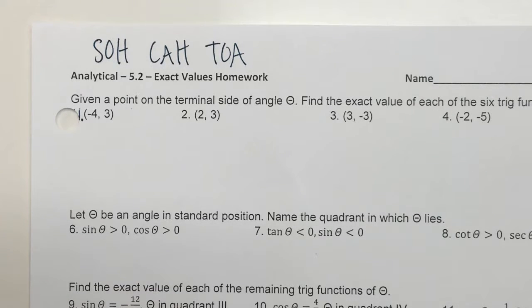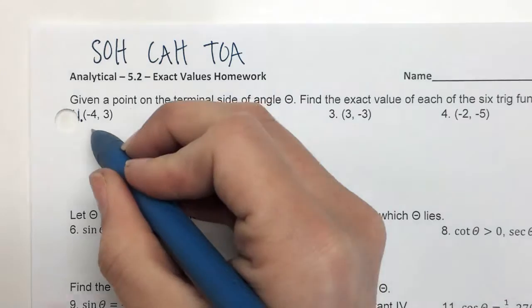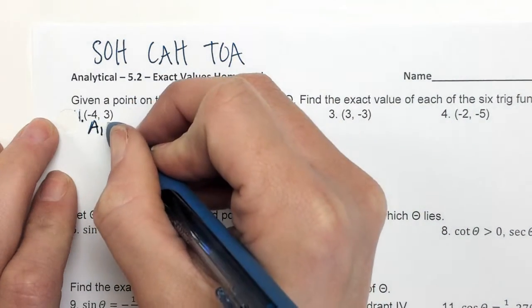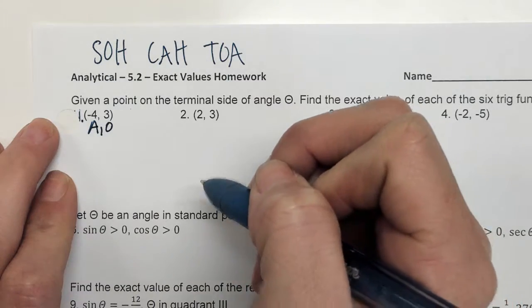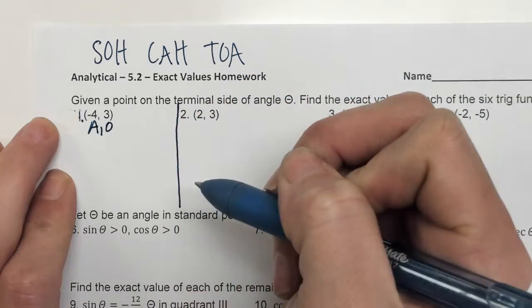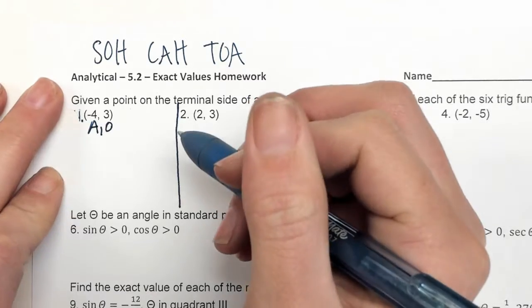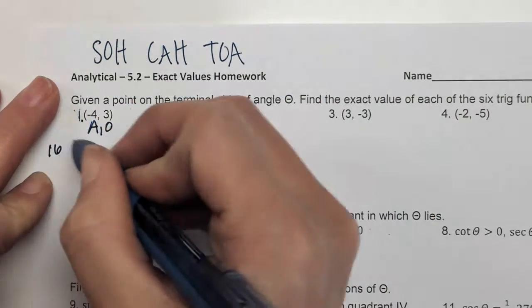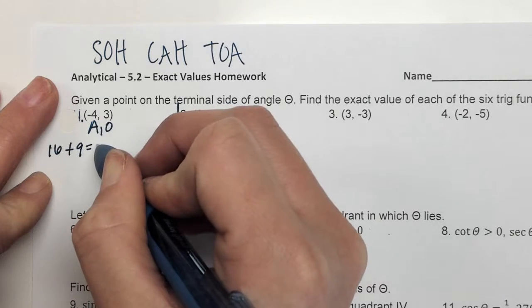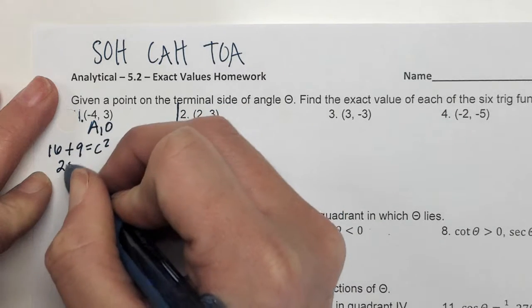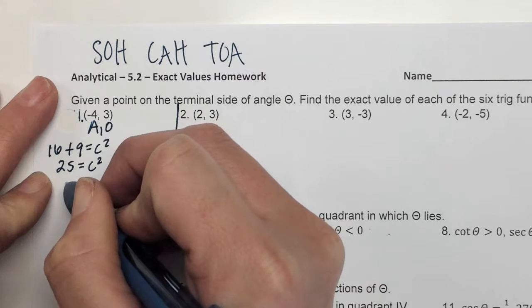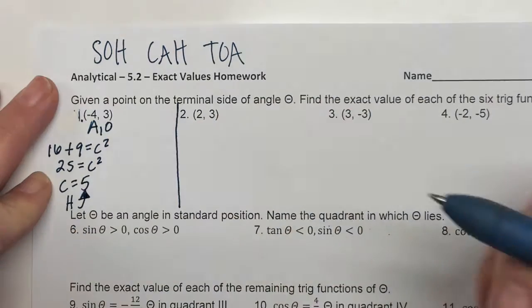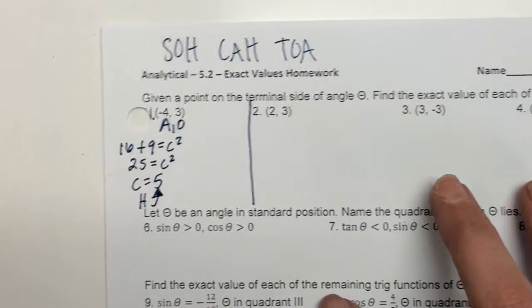Alright, when they give you a point, what's the x value always going to be? A, adjacent. Good. Y is always what? So we're missing the hypotenuse. Good. How do we find the hypotenuse? Which would be 16 plus 9 equals c squared, which is 25. Good. So c is what? Very good. So this is our h. I'm going to zoom in a little bit.